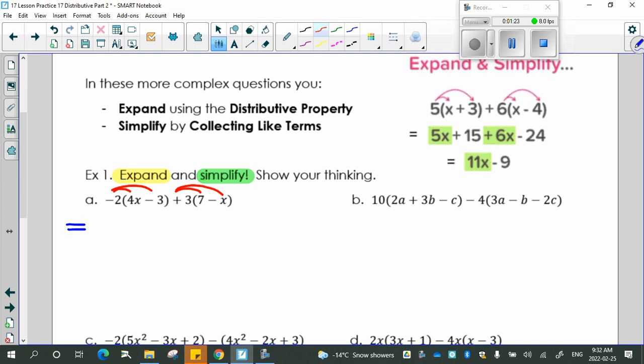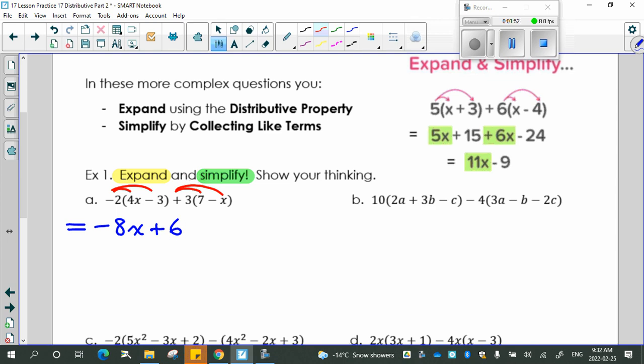Anyone think they've got the first row here, what the expanding would look like? Proper signs and everything? Jacob? Do negative 2 times 4x. Yep. Which is negative 8x. Yep. And then you do negative 2 times negative 3x plus 6. Good. Don't write a sign down before you know it.